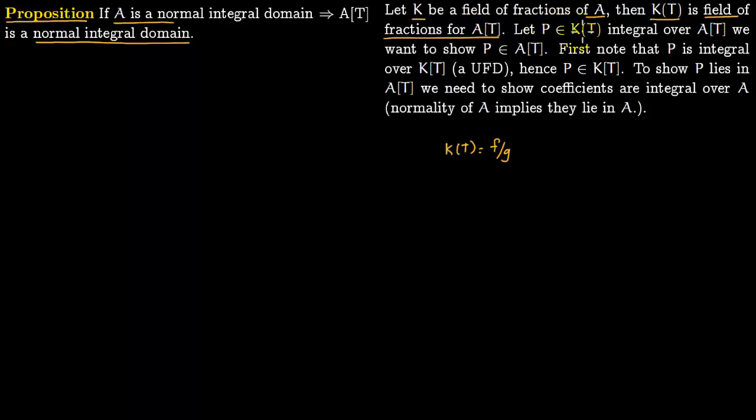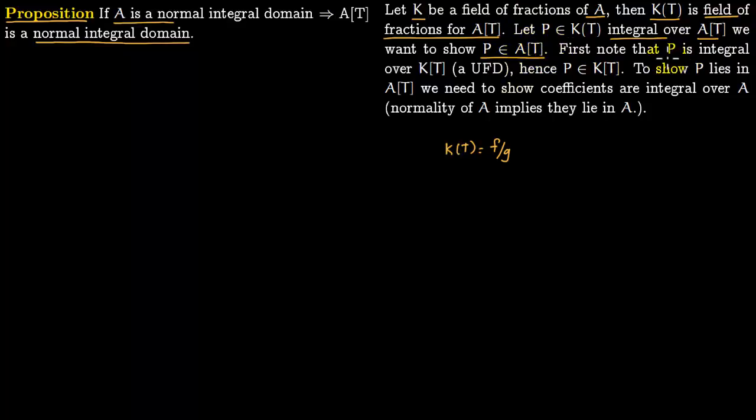So you pick up a p in this field of fractions of A[T], and this is integral over A[T]. So you pick something which is integral over A[T], and we have to show that this A[T] is a normal integral domain, that it is integrally closed. So if you pick some element in its field of fractions which is integral over A[T], we want to show that p itself lies within this A[T].